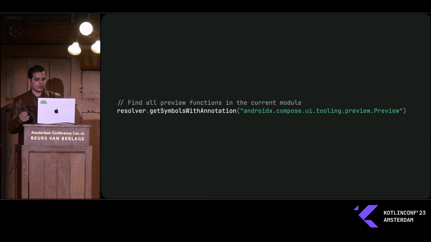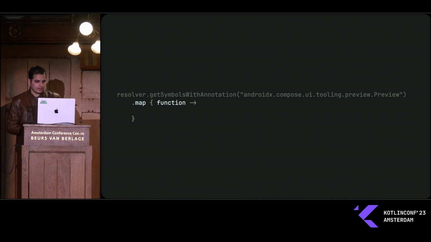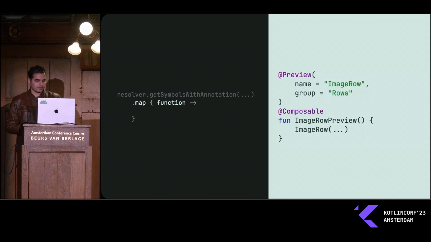Since we're trying to find all the functions that are annotated with @Preview, we're going to leverage the getSymbolsWithAnnotation API that allows us to pass the fully qualified name of the annotation that we care about. And this will return a list of all the symbols that have this annotation. And then we'll iterate through each of them. Now, as a reminder, the function variable that you see in that lambda is essentially a Kotlin symbol representation of the function that you see on the right.